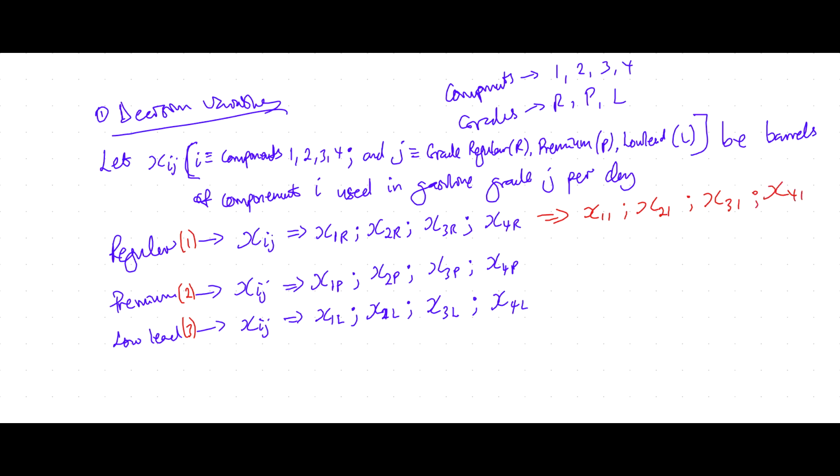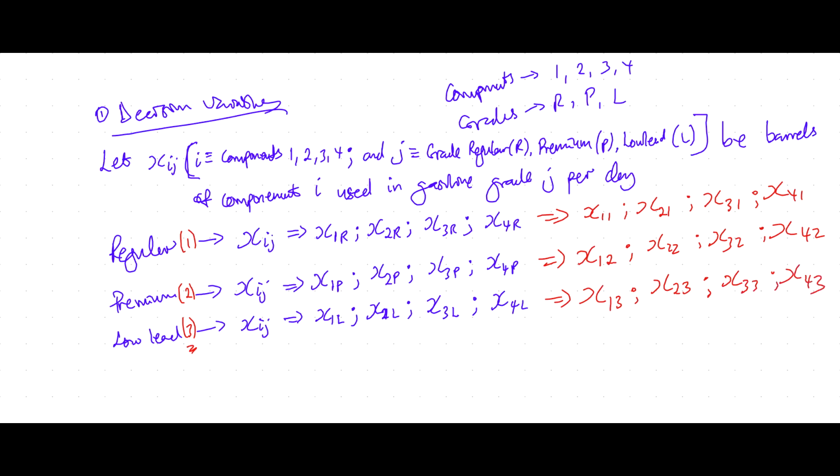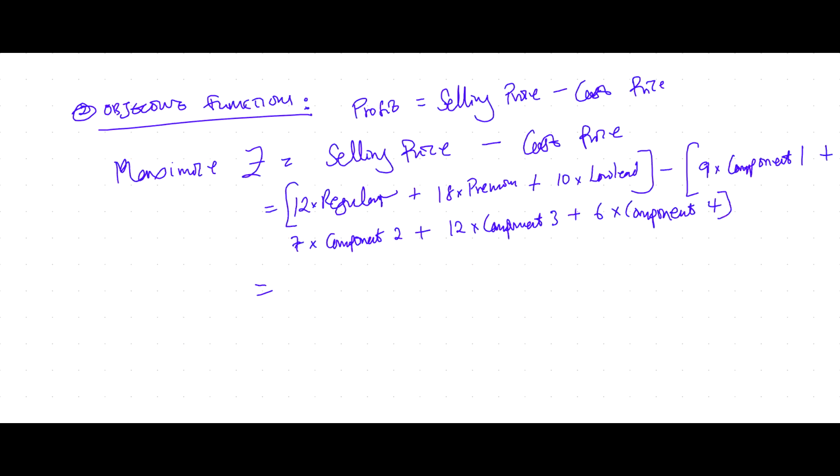The same thing: x12, x22, x32, and x42. Then the same thing: x13, x23, that's component 2 in grade 3, x33, and x43.